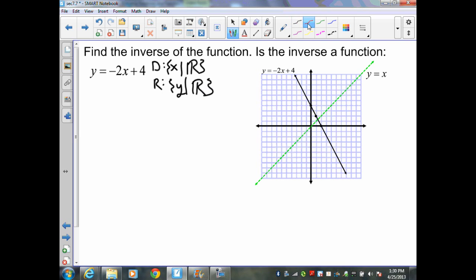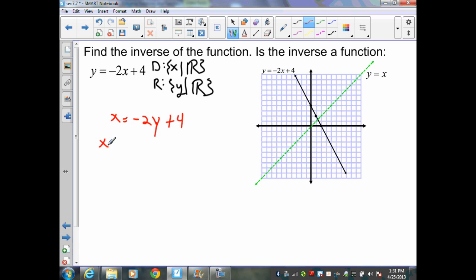Let's determine the inverse of that function. I don't have to change from f of x. It already is a y. Now I'm just going to interchange my x and y values. In other words, domain becomes the range, range becomes the domain. That's going to give me x equals a negative 2y plus 4.